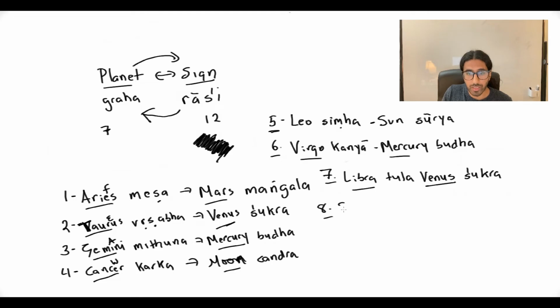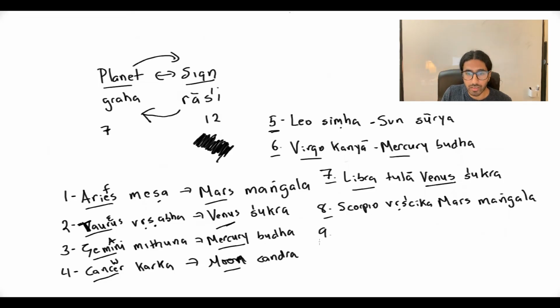Then we have 8 being Scorpio, pronounced as Vrishchika. That is ruled by Mars. So Mangala.